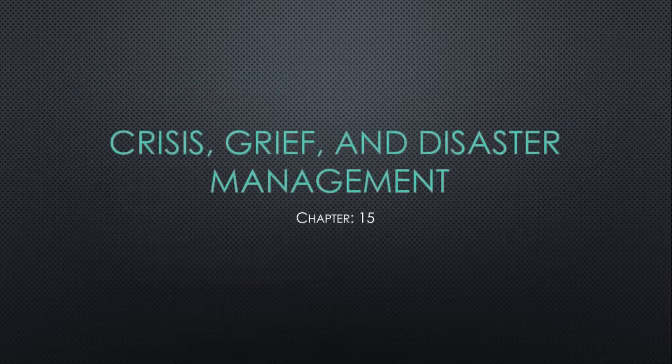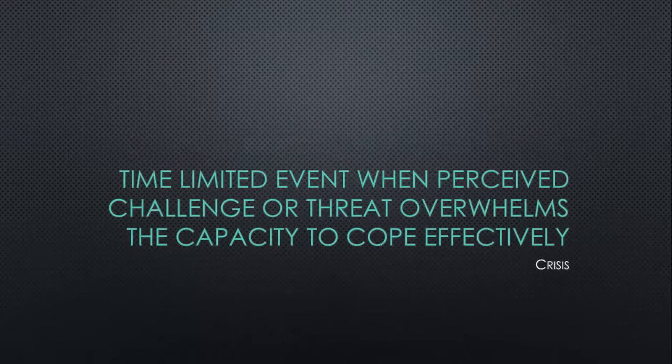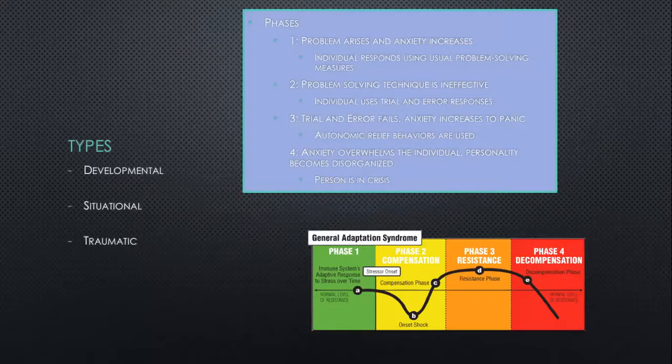So, lastly, we have crisis, grief, and disaster management. So, a crisis is a time limited event that is a perceived challenge or threat that overwhelms our capacity to cope effectively. Generally, a crisis lasts 4 to 6 weeks, and if an individual positively copes with the crisis, they experience growth, change, and strengthened coping skills. If they do not effectively cope with the stress crisis, it can lead to negative outcomes such as hopelessness, depression, and suicidal behaviors.